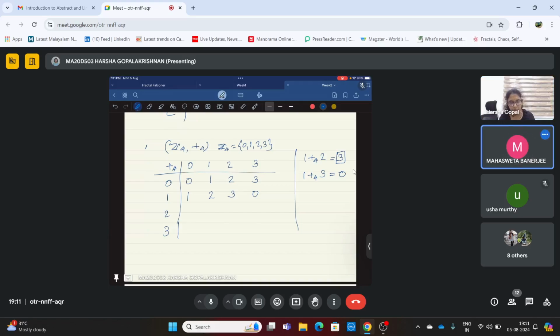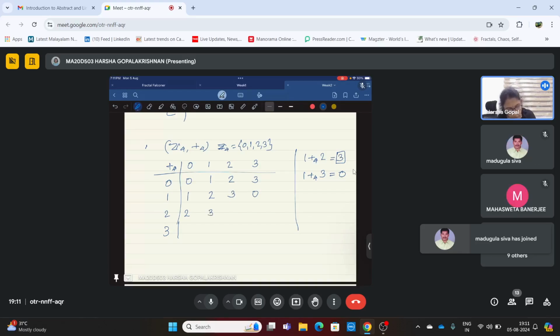Now it's clear. Okay. Now in the same way, 2 plus 0 will be 2. 2 plus 1 will be 3. And 2 plus 2 is 4. 4 means remainder is 0. And what is 2 plus 3? Anyone?